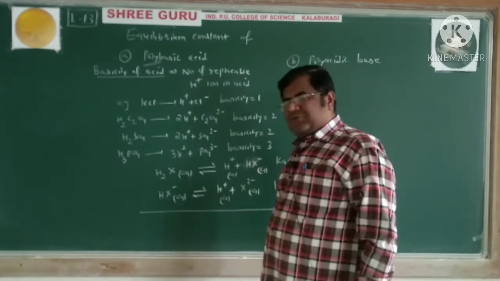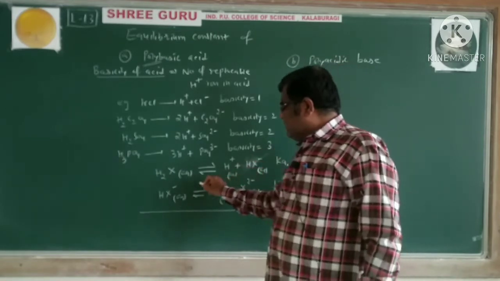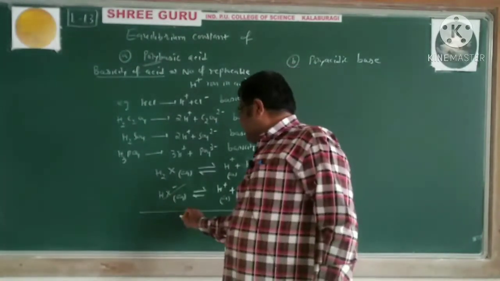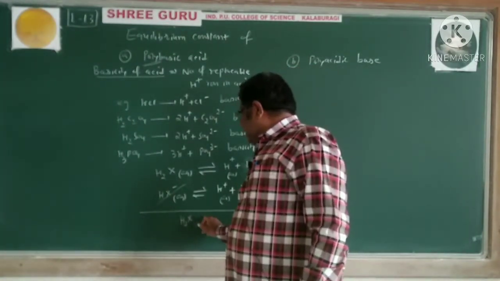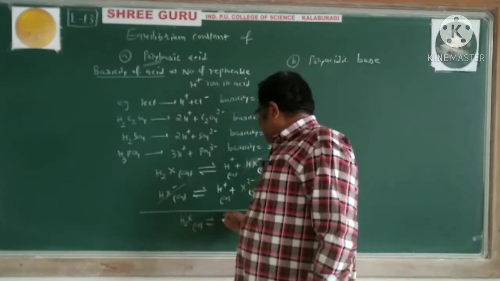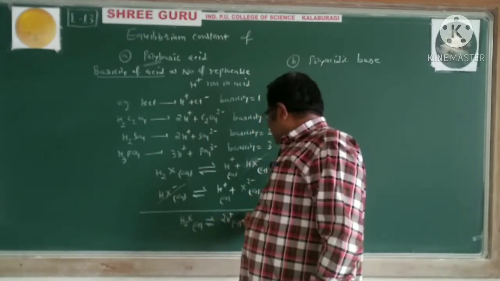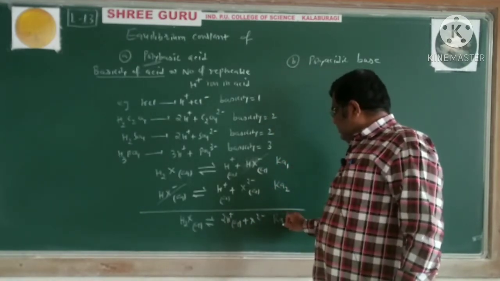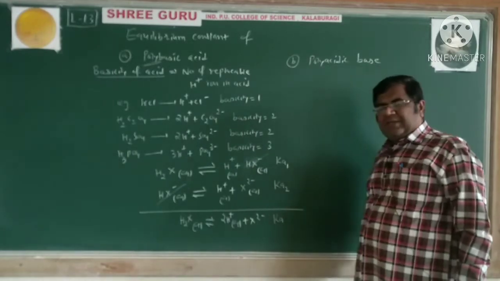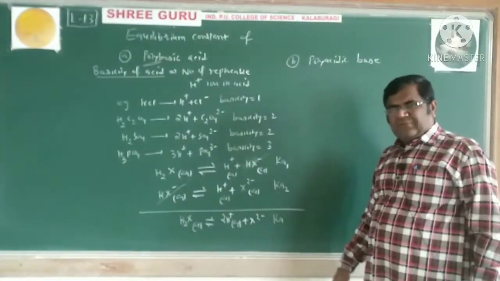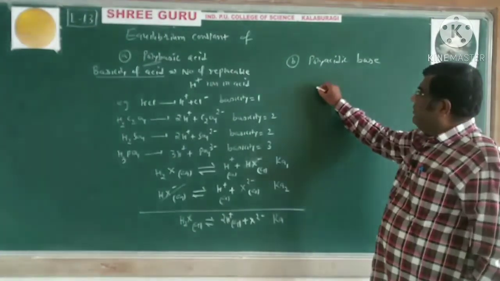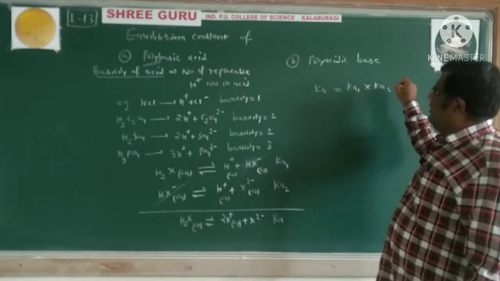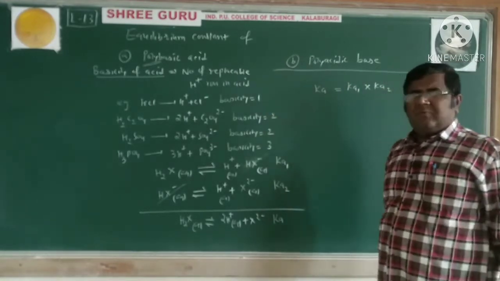If we add these two equations together, HX negative we can cancel because it appears on two different sides. And we can write H2X aqueous forms 2 H plus aqueous and X2 negative. And we write this as Ka, the equilibrium constant of this overall reaction. We can say Ka equals Ka1 multiplied by Ka2.